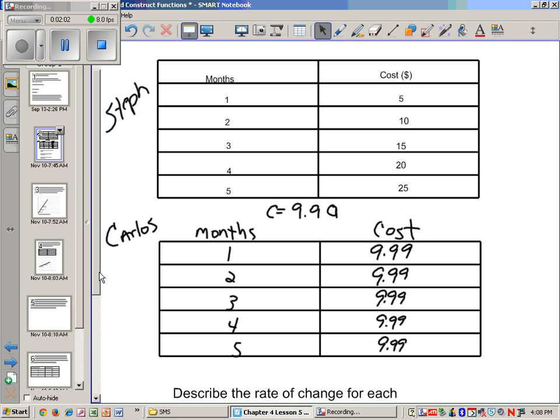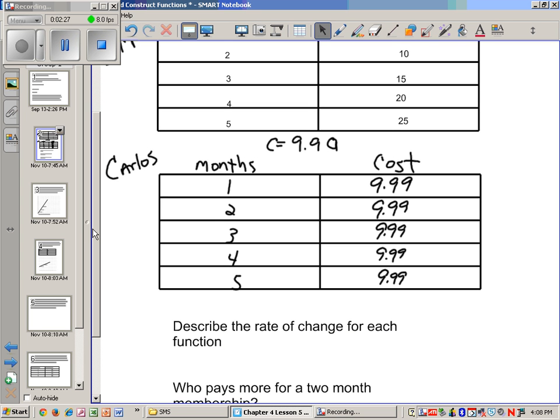It's just like when we had examples in chapter 3. We had two different functions like y equaled 2. So no matter what we plugged in for x, y was 2 all the time. Same concept here. Our cost is $9.99 regardless of how many months for Carlos. Okay, now we have both Carlos and Stephanie's in tables, both functions, and we're going to compare them.